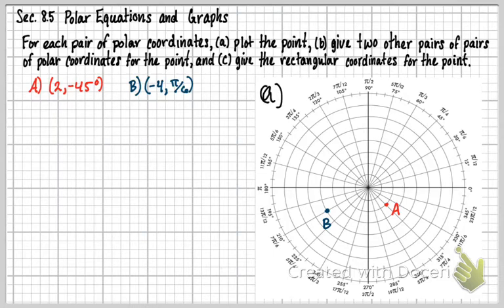Now we're going to do B and C. But first we'll do B, and next we'll do C. So B tells us to give 2 other pairs of polar coordinates for the point. So now this is where my point's at, right here. And what other r and theta can I give it so that I end up in the same place? So I could go in the positive direction, all the way around to there.